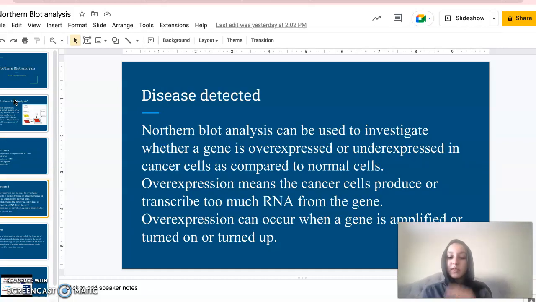So typically some diseases that get detected using the northern blot analysis is kind of to investigate whether a gene is overexpressed or underexpressed, and again, comparing a cancer cell to a normal cell. Overexpression means the cancer cells produce or transcribe too much RNA from the gene. And then overexpression can occur when a gene is amplified or turned on or turned up.